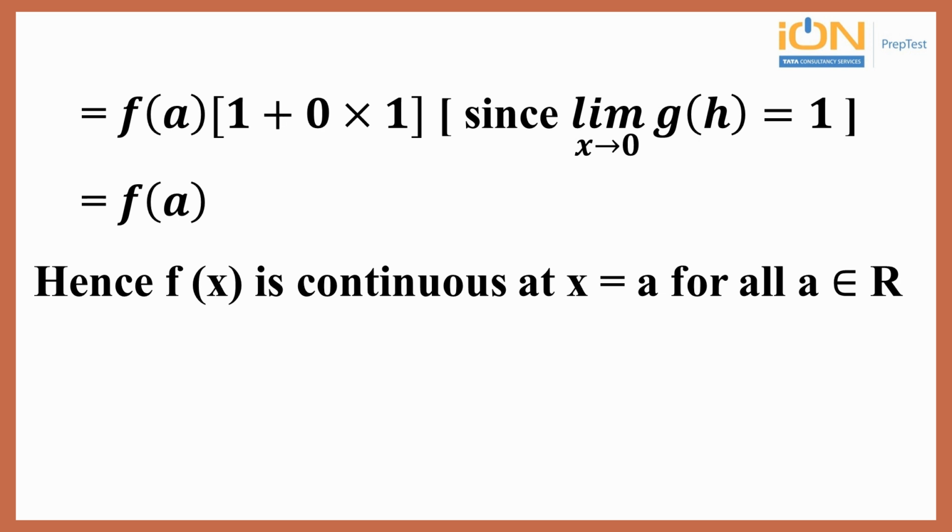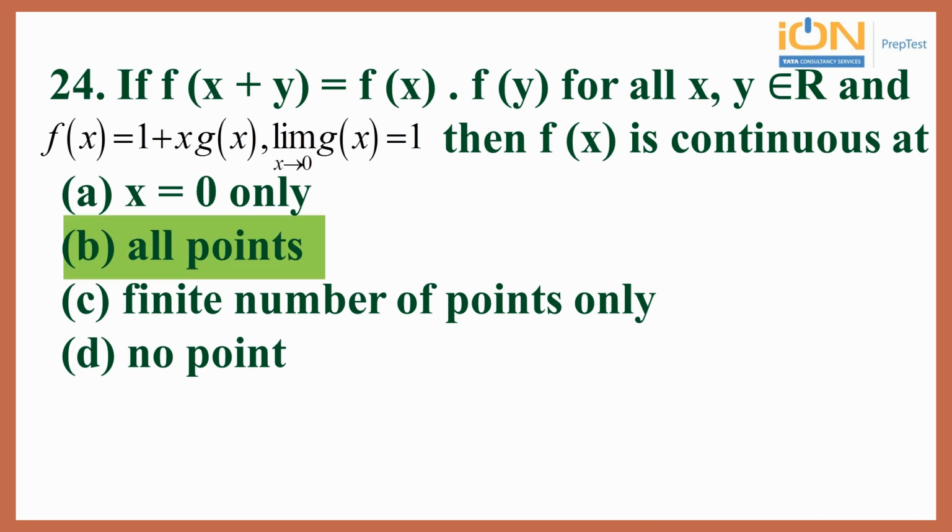That is f of a into 1 plus 0 times 1. Therefore, we have the value of the limit to be equal to f of a. Therefore, limit as x tends to a, f of x is equal to f of a. Hence, the function is continuous at a. And a was an arbitrary point. Hence, we can say that the function is continuous at all points. Therefore, the right option is B.